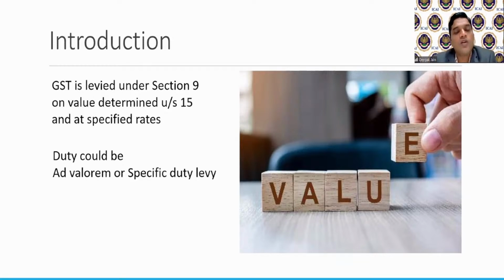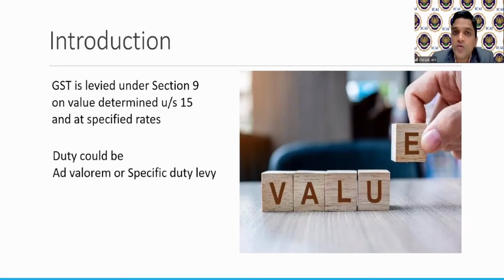Okay. Now, what kind of duty this could be? This duty could be ad valorem or specific duty. Generally, not for GST. I'm just saying for any duty to be charged, what are the methods which has been adopted? It could be ad valorem or specific duty, which means the GST tax can be collected on the value of the goods. So if I'm selling it at 1 lakh rupees, it could be taxed on that 1 lakh at some percentage. That is called ad valorem.